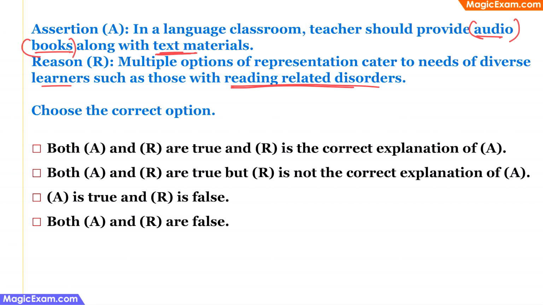Therefore, the assertion A is correct, and the reason R is fully supporting the assertion A. Therefore, both A and R are true, and R is the correct explanation for A.